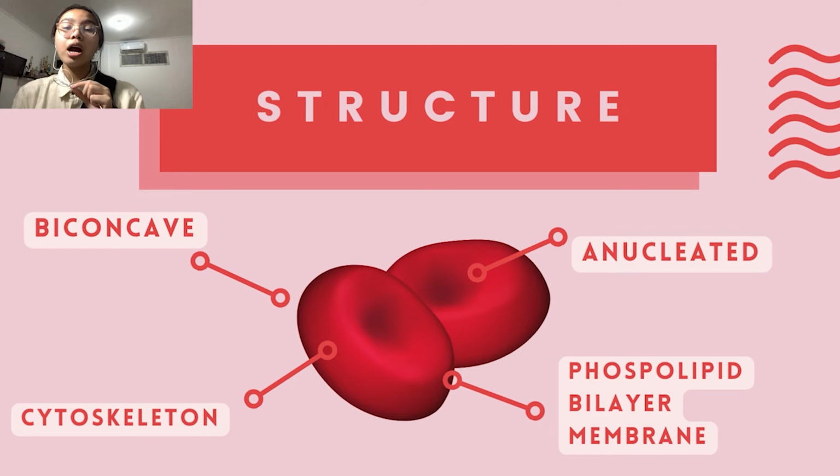Next, the structure: red blood cells or erythrocytes have a biconcave and discoid shape, like we can see on the slide, and they are also anucleated. They also have a phospholipid bilayer membrane and cytoskeleton. That's all from me. Thank you.